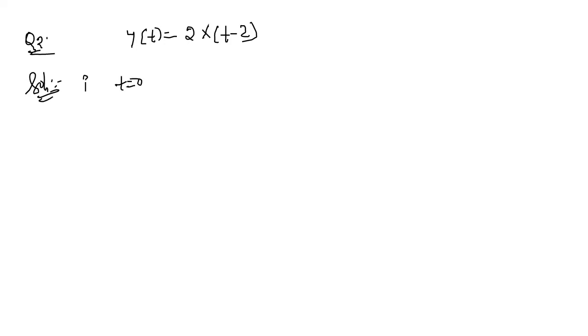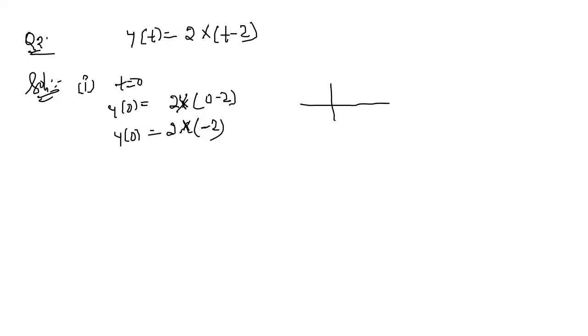Now the second question. I take one more example. Let's suppose the system is given like this: y(t) is equal to 2x(t) minus 2. Now the solution, same steps. First, t is equal to 0, put t equal to 0. So y(0) is equal to 2x(0 minus 2), that is 2x(-2).